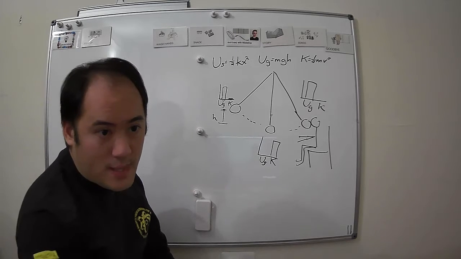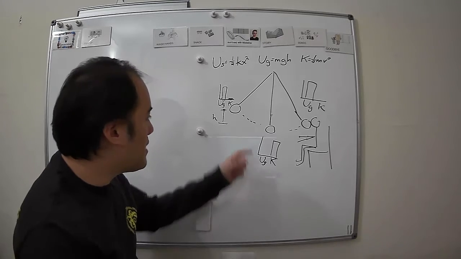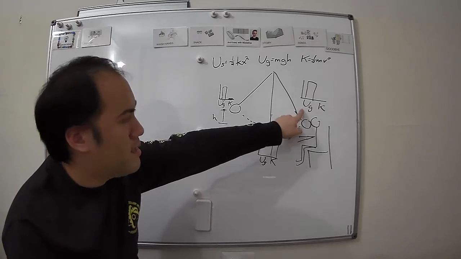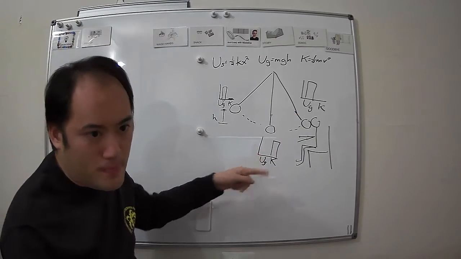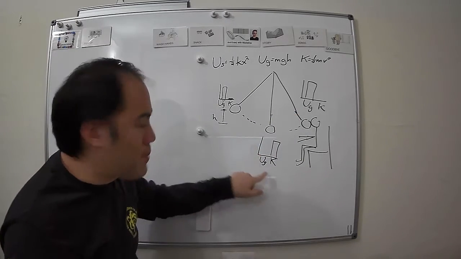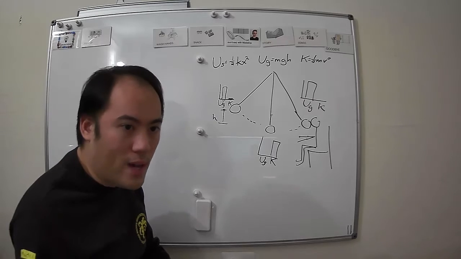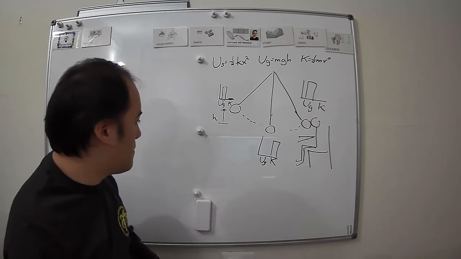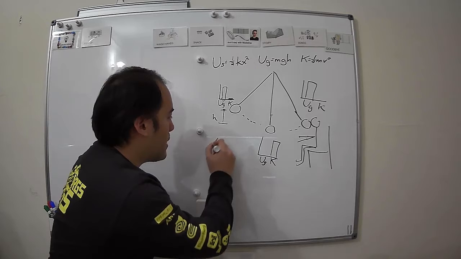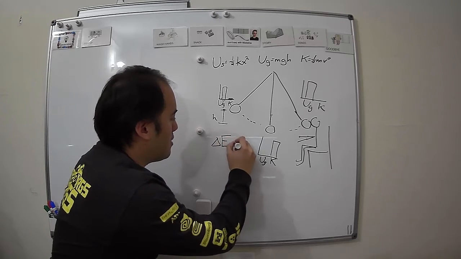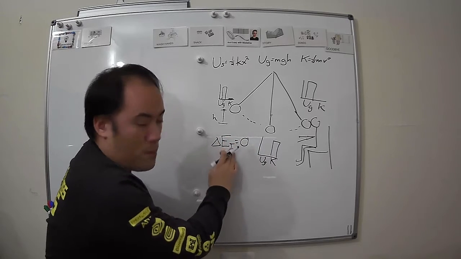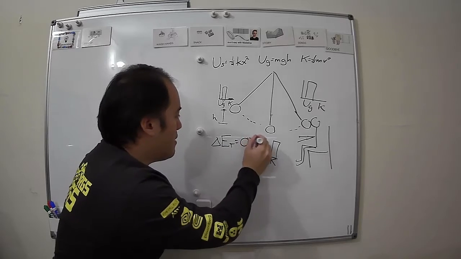So mechanical energy is conserved. It doesn't get created or destroyed. The U_G became 0, but it didn't disappear. It became K. Wow. Physics. So you can write delta E total equals 0. Total mechanical energy change is 0.